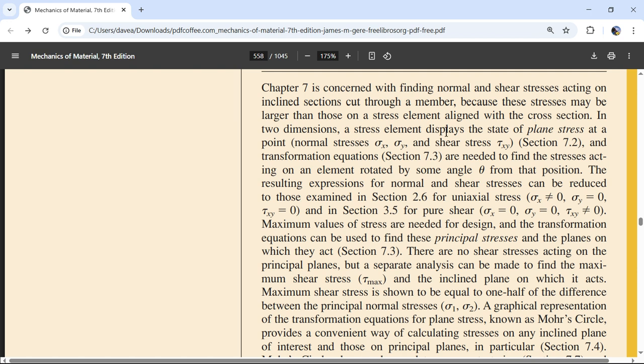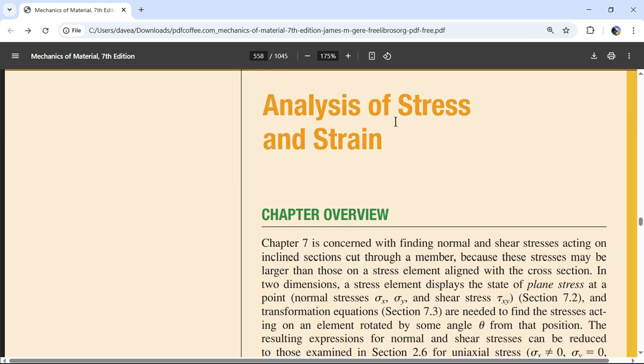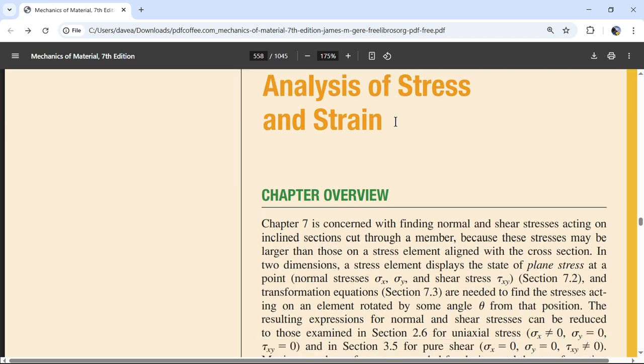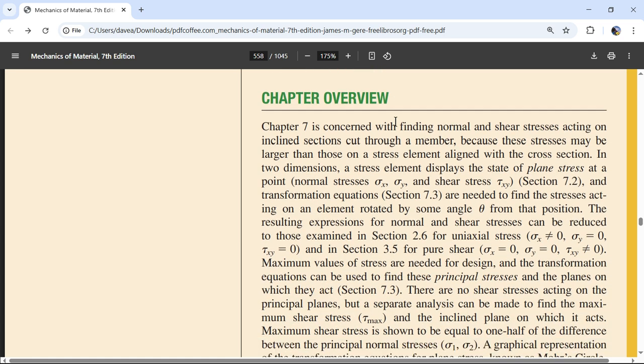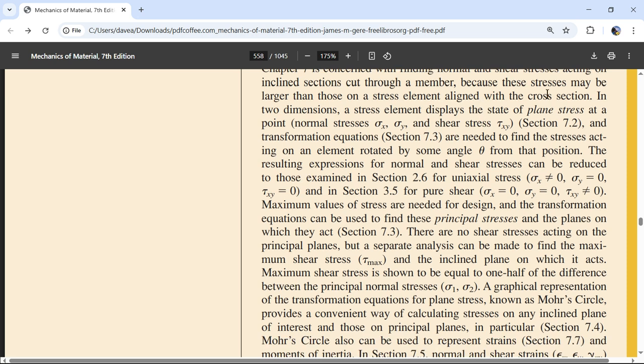All right, so let's just start from here. In 2 dimensions, so now we're just worried about plane stress. It's kind of fascinating, this analysis of stress and strain. We'll see if they get into 3 dimensions on this. But in 2 dimensions, a stress element displays the state of plane stress at a point.